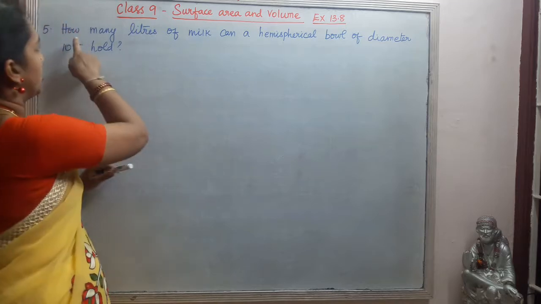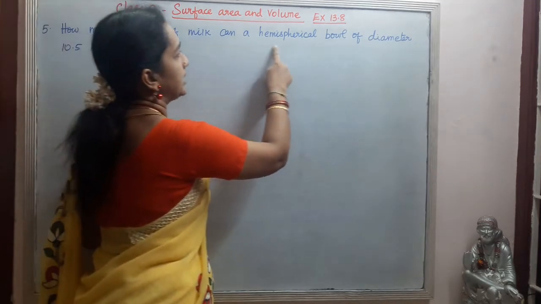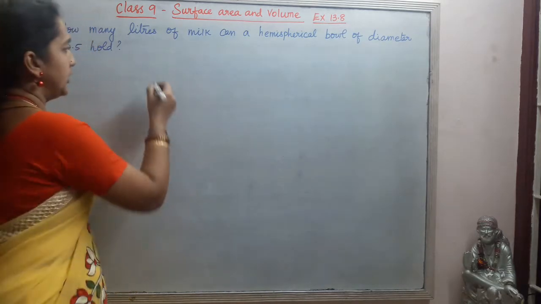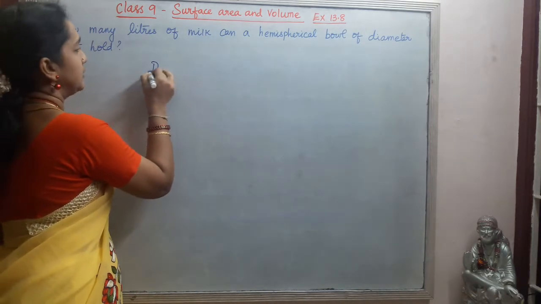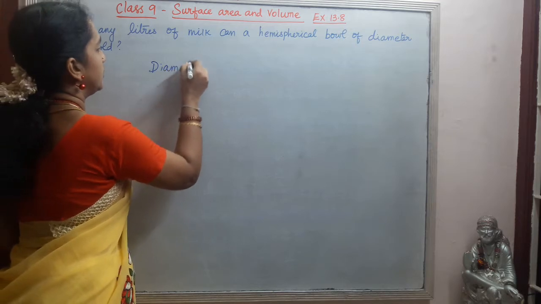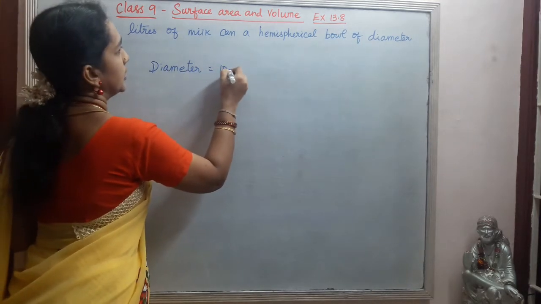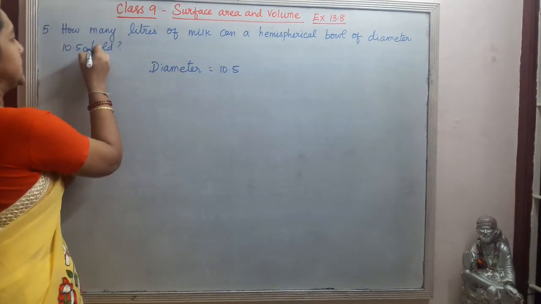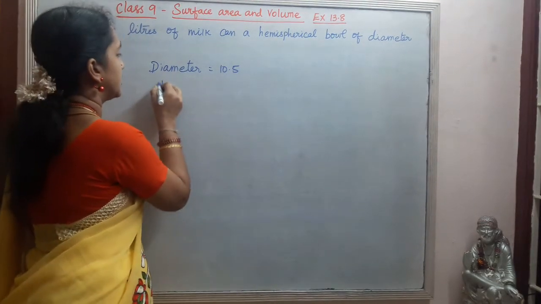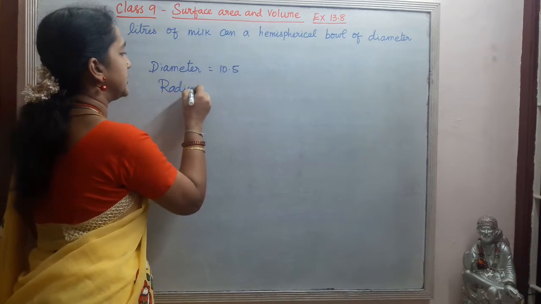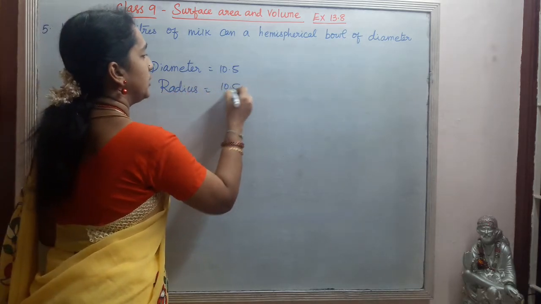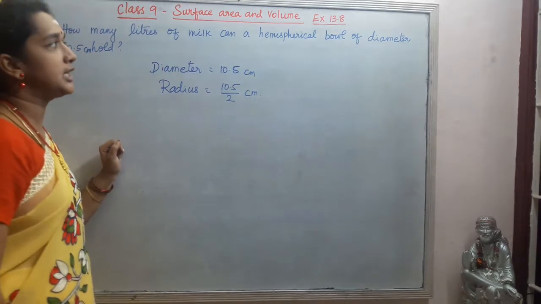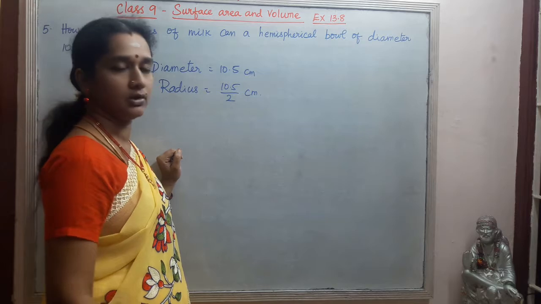Next sum is the fifth one. How many liters of milk can a hemispherical bowl of diameter 10.5 centimeter hold? So the diameter is given as 10.5. So we'll get the radius as 10.5/2 centimeter.